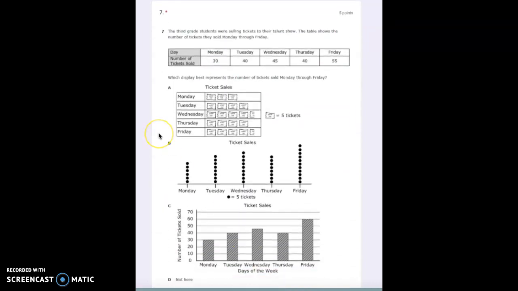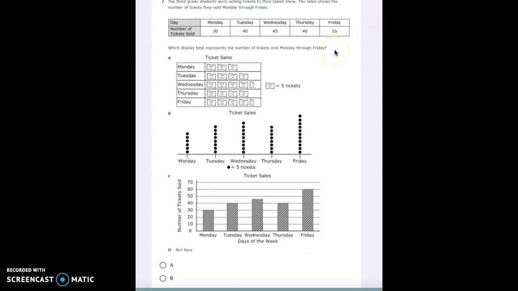Number 7. The third grade students were selling tickets to the talent show. Their table shows the number of tickets they sold Monday through Friday. So day, number of tickets sold. Monday, 30 tickets. Tuesday, 40 tickets. Wednesday, 45 tickets. Thursday, 40 tickets. Friday, 55 tickets.